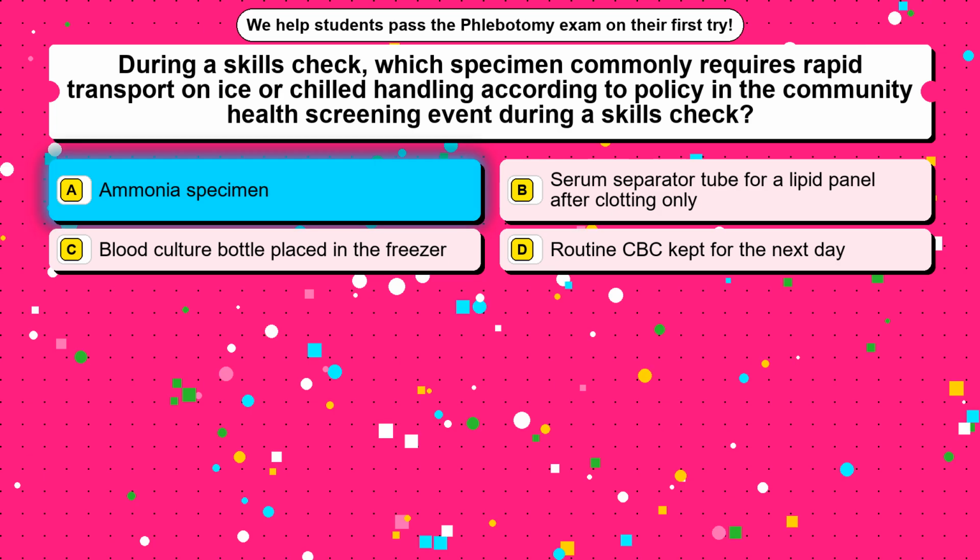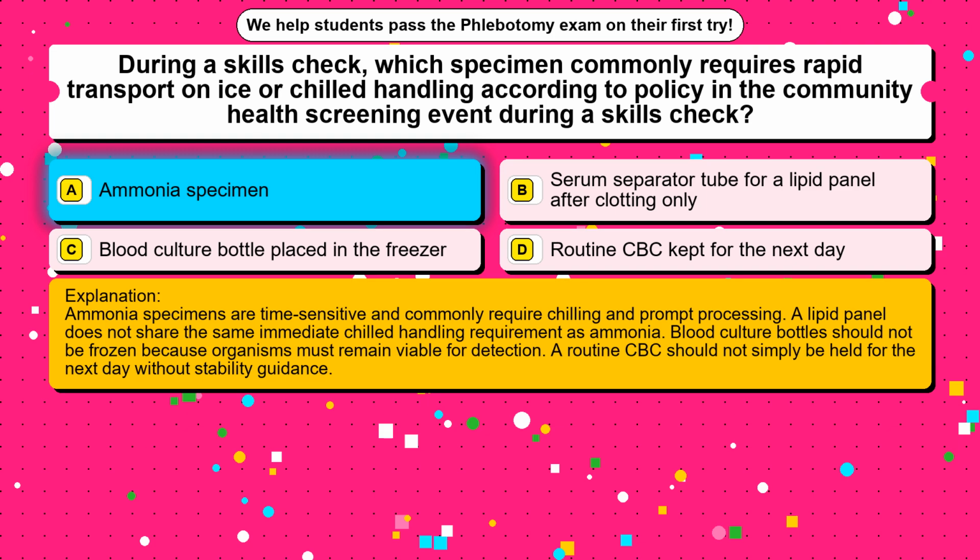Ammonia specimen. Ammonia specimens are time-sensitive and commonly require chilling and prompt processing. A lipid panel does not share the same immediate chilled handling requirement as ammonia. Blood culture bottles should not be frozen because organisms must remain viable for detection. A routine CBC should not simply be held for the next day without stability guidance.